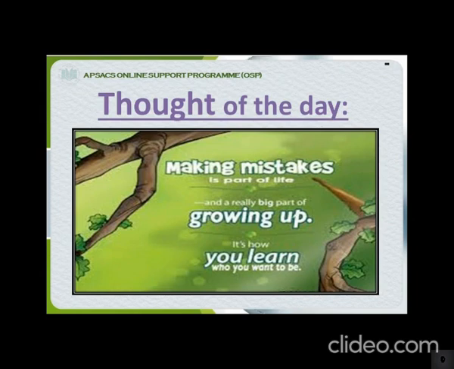Incorporating a thought for the day is a very useful habit. So, your thought of the day for today is: making mistakes is part of life and a really big part of growing up. It's how you learn who you want to be. Students, making mistakes is a lot better than not doing anything. We should not regret or be afraid of making mistakes. We must learn from them. Mistakes are proof that we are trying. So, it is okay to make mistakes as long as we learn from them.